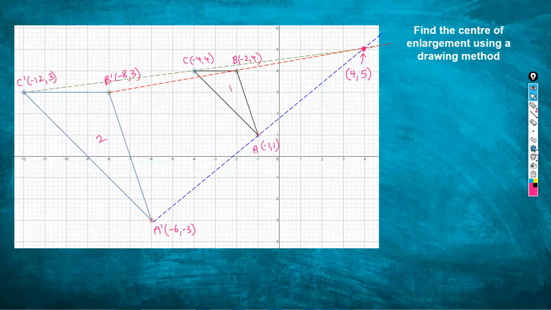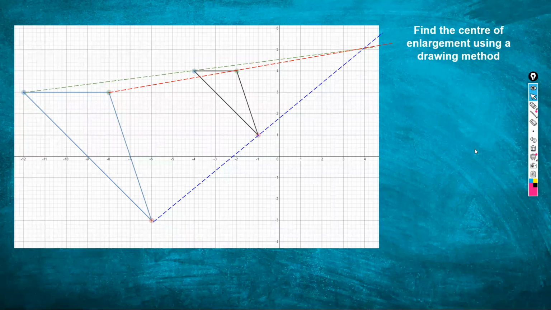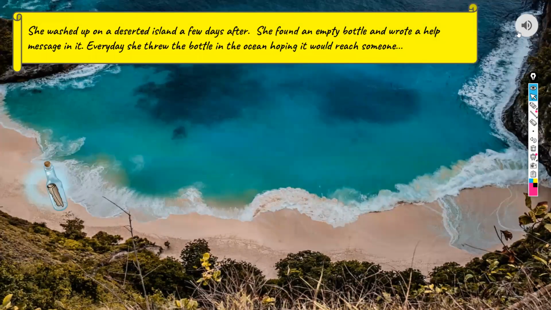All right, so let's see what happens with Elizabeth. Remember she was overboard the ship. She washed ashore on a deserted island. And you've heard people asking for help. They will put a message in a bottle and throw it in the ocean, hoping that someone would find the message and rescue them.